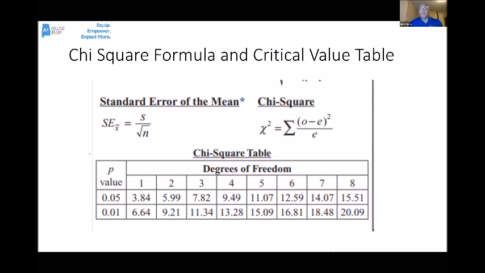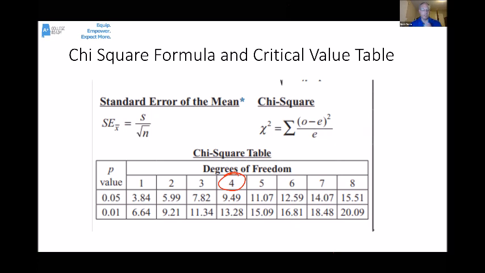So to use the table, you first got to know how many degrees of freedom. The degrees of freedom are the number of phenotypes you have minus 1. So we had 5 phenotypes, 5 colors. Our degrees of freedom in this case would be 4.